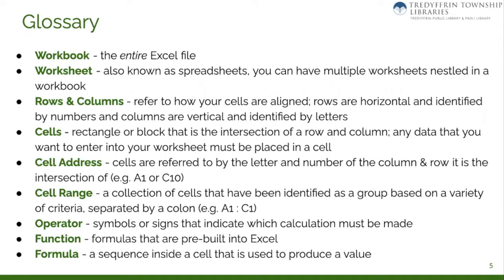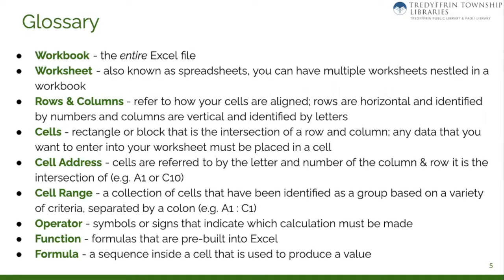Cells are the rectangle or block that is the intersection of a row and column. Any data that you want to enter into your worksheet must be placed into a cell. Your cell address refers to the intersection, so it'll be displayed by a letter and the number of the column and row. So for example, A1 or C10 are cells. A1 is the intersection of column A, row 1. And C10 is the intersection of column C, row 1. Oh, I'm sorry, row 10.